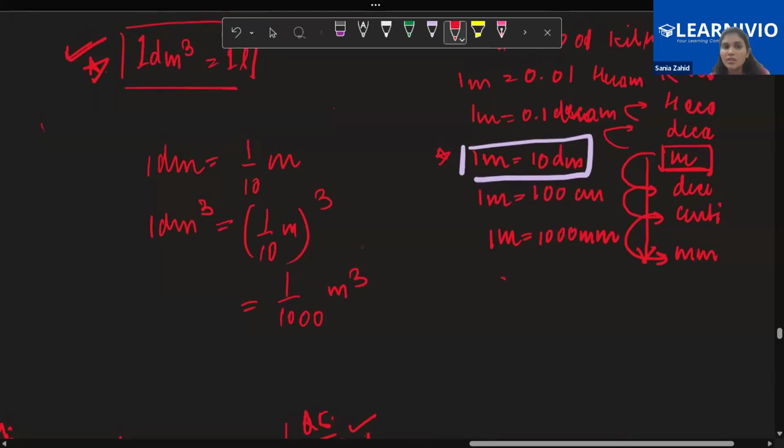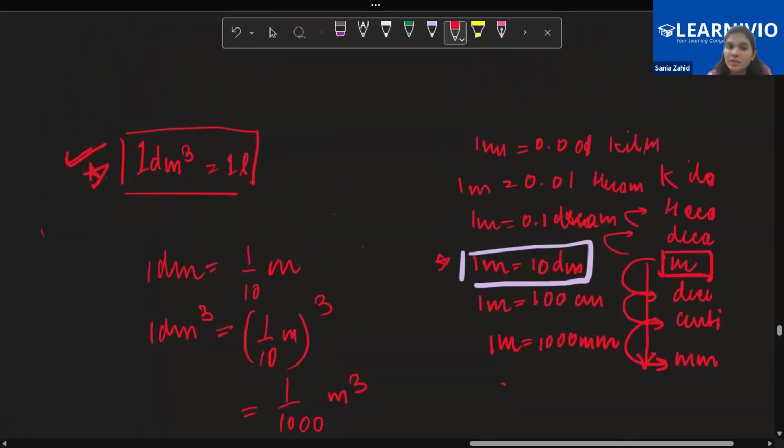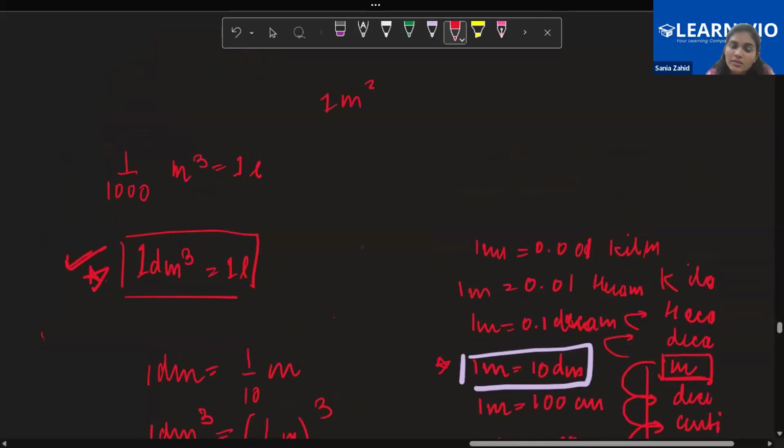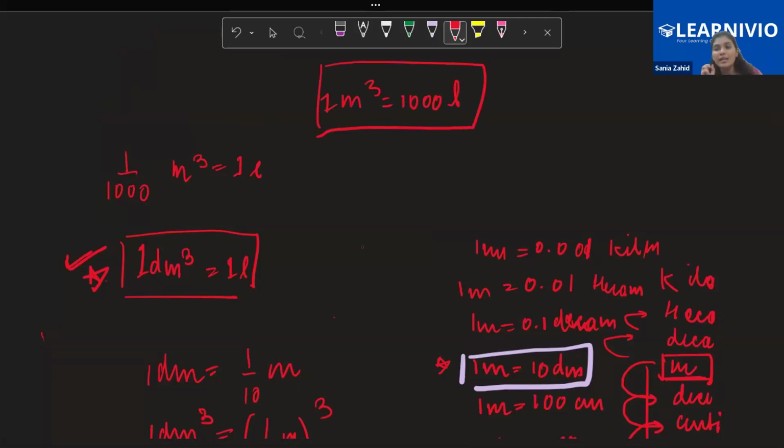So instead of 1 decimeter cube, I will write 1 by 1000 meter cube is equal to 1 liter. Got it? So that means 1 meter cube is equal to 1000 liters. Children, why am I not telling you to directly learn this? It's because you should know the concept so that even if you forget in your exam, you can remember. But if you're finding it very difficult to understand the concept, just learn whatever I'm marking as a star. Okay? Yes, ma'am.